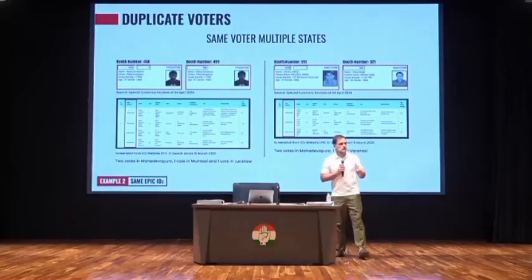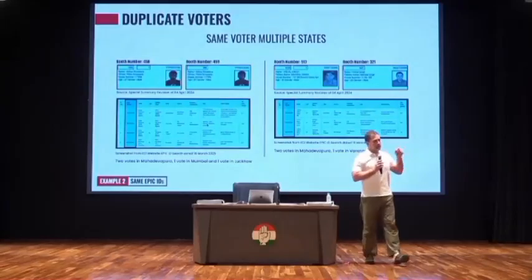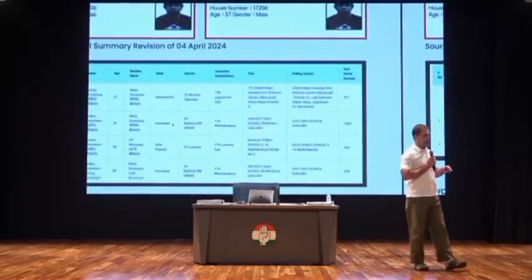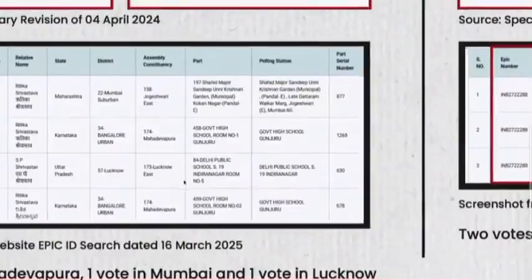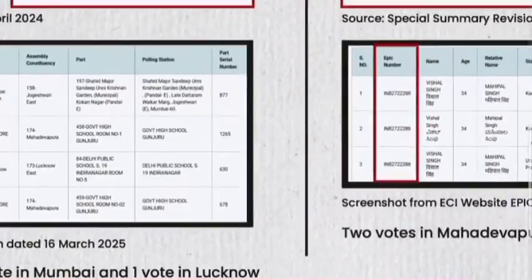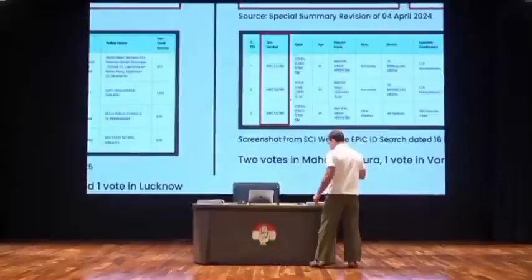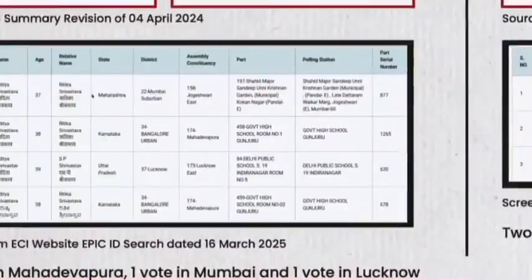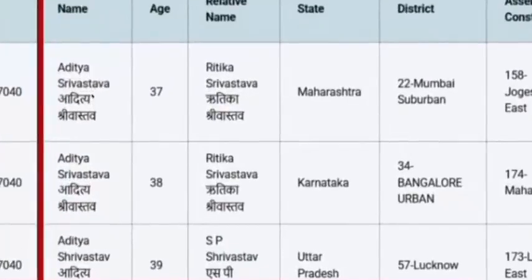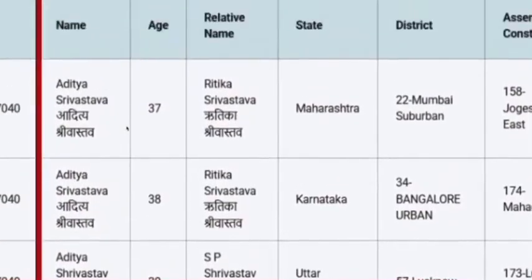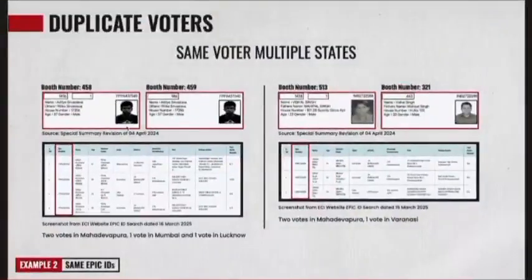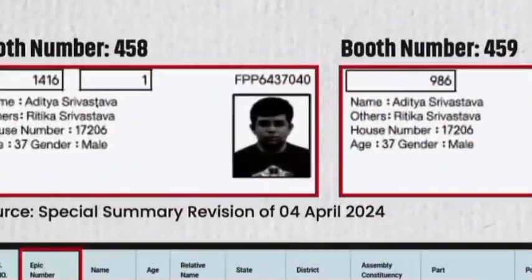Second example, same voter voting in multiple polling booths in Karnataka in the assembly and also voting in Uttar Pradesh, voting in Lucknow, voting in Varanasi. Zoom in, no, show the name. This is the gentleman called Aditya Srivastava. Just zoom out for a second. Yeah, just zoom into the top 2 there.